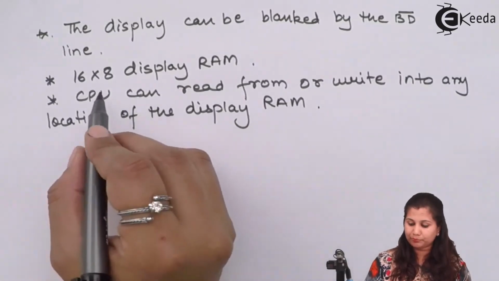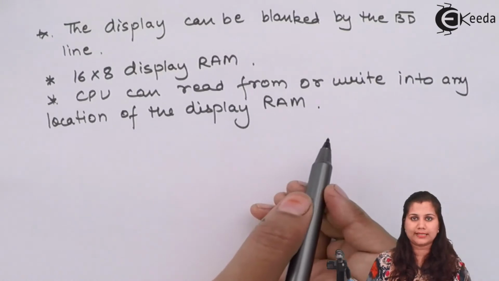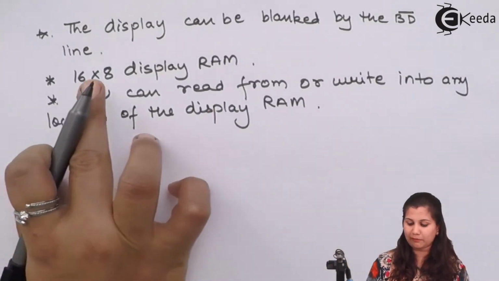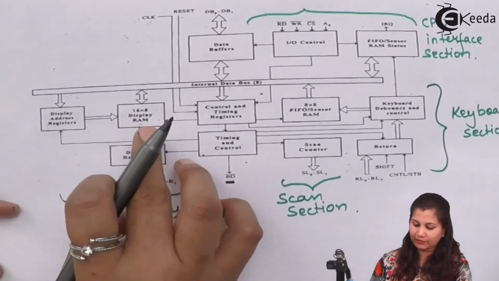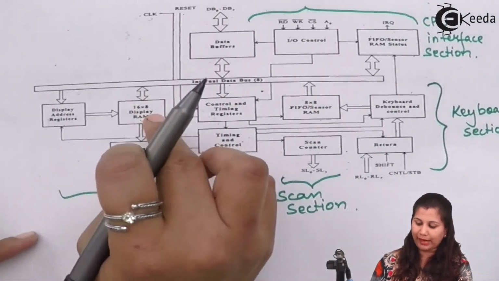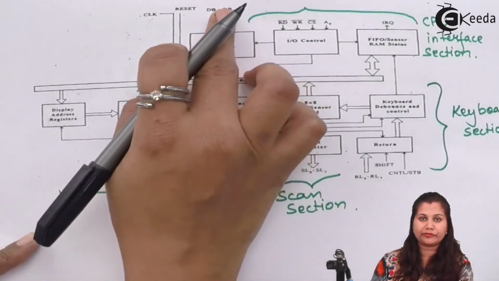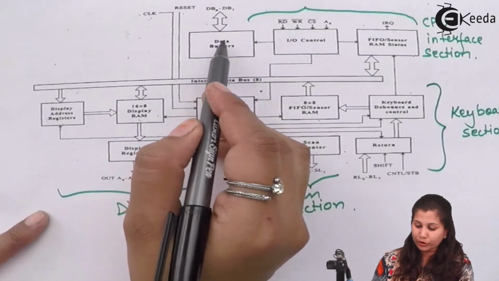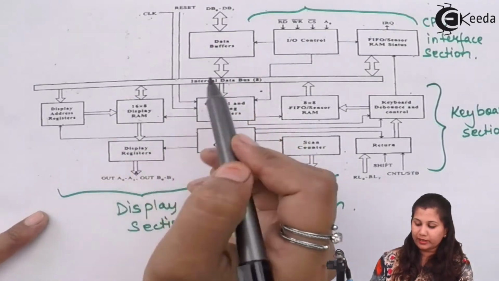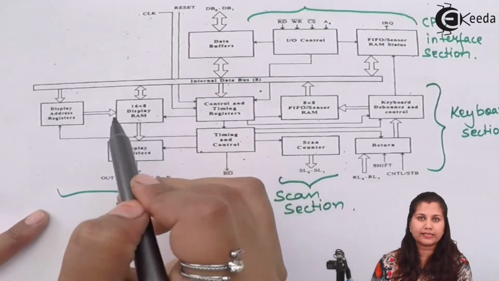The CPU can read from or write into any location of the display RAM, and this display RAM is of the size 16 into 8. You can see here we have the 16 into 8 display RAM and it is connected to the internal data bus and to the data buffers and data bus of the CPU. So through this data bus, the CPU can anytime read or write from this display RAM.